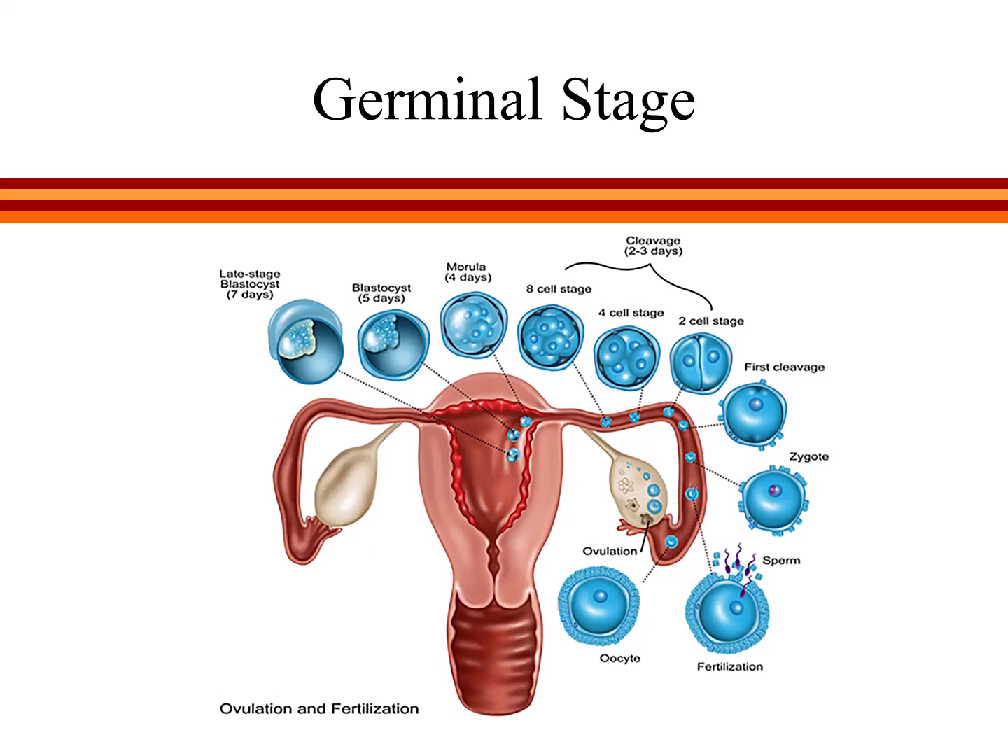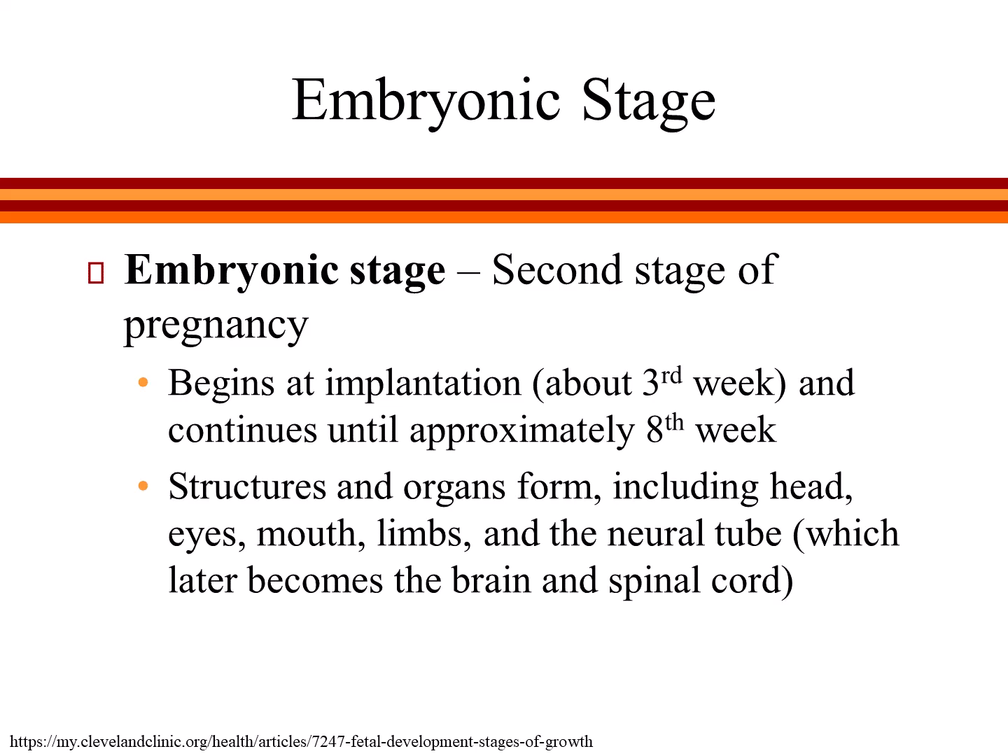If implantation is successful, the woman's body begins releasing hormones that will stop her normal menstrual cycle and instead support pregnancy. After implantation, this begins the next stage in prenatal development, which researchers call the embryonic stage. This stage lasts from about the 3rd to the 8th week of pregnancy.